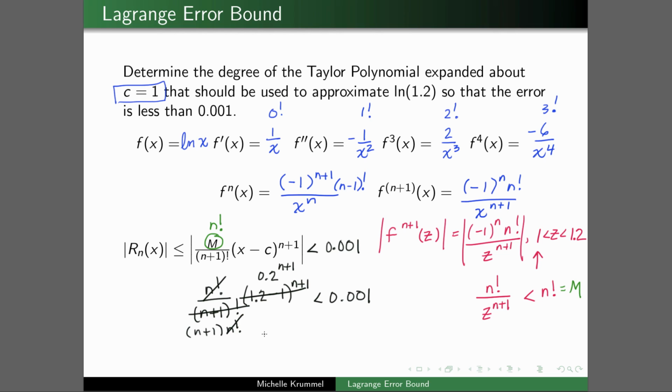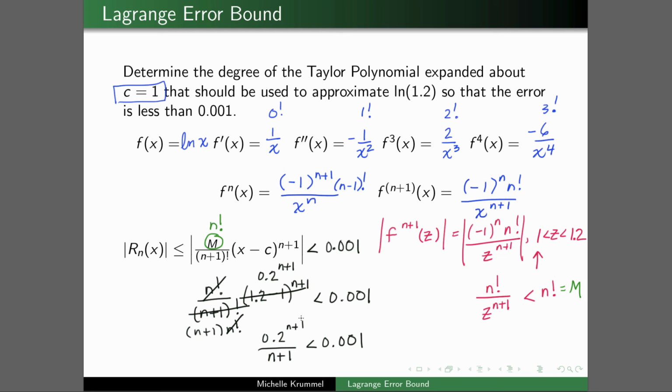So now we have 0.2 to the power n plus 1 over n plus 1 is less than 0.001. I'm going to use my calculator to solve this inequality. When n equals 1, the expression on the left-hand side equals 0.02. That is not less than 0.001. When n equals 2, the expression on the left is 0.00267. Again, not less than 0.001.